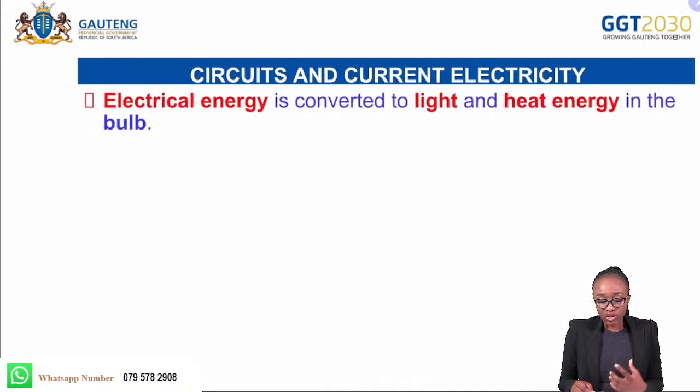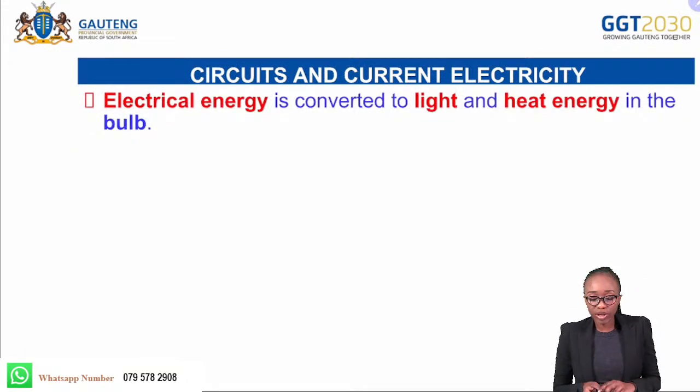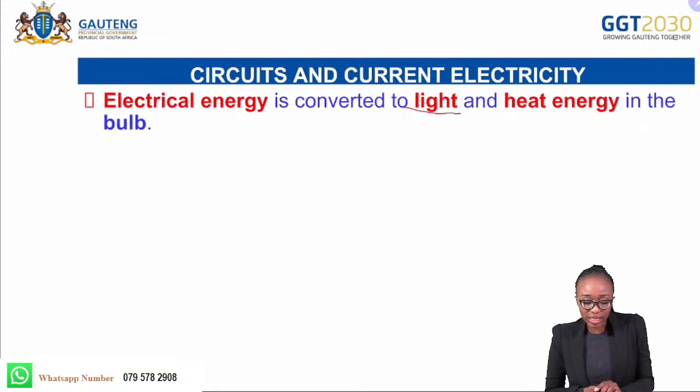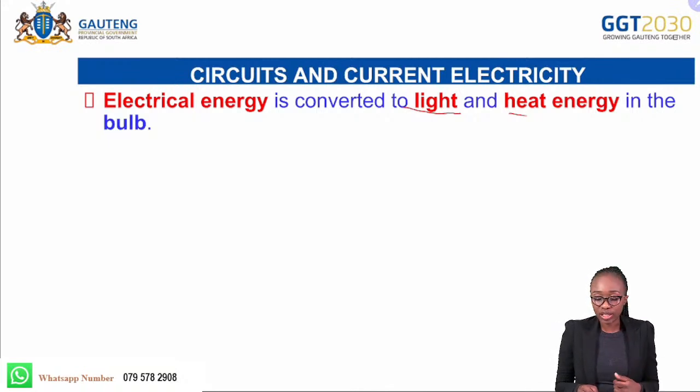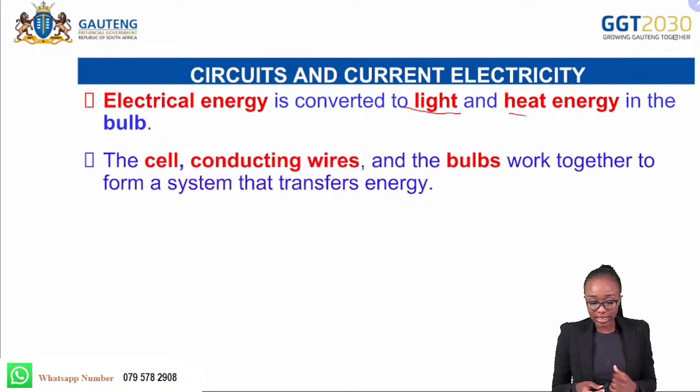All right. Now electrical energy can be converted to light and heat energy in the bulb. If it's safe enough to touch a torch bulb, you will see that it feels a bit warm. That is the heat energy. And when you switch on a torch, you will see light. So electrical energy is capable of being converted to these two: light and heat energy.